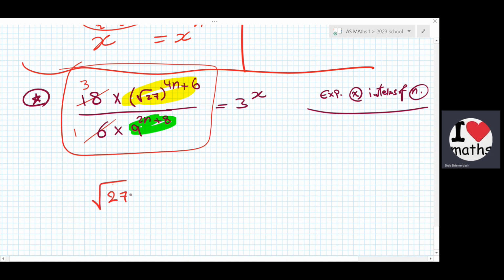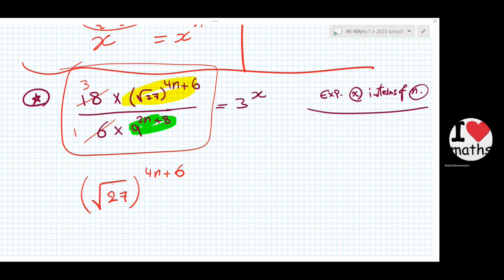For example, root 27 all to the power of 4n plus 6. What is your opinion if we try to sort this problem first? Forget about the whole question. Again, the logic related to the math: try to make it partial, try to make it small parts. If it's a big problem, break it into many small problems and deal with each small problem individually.